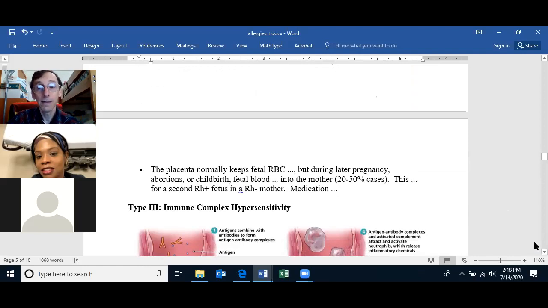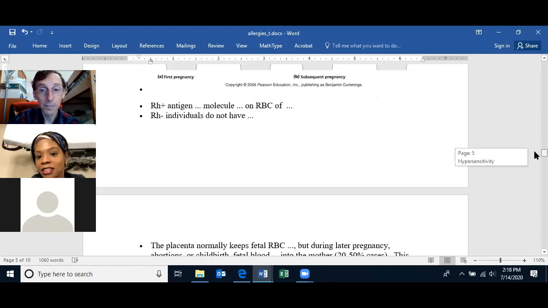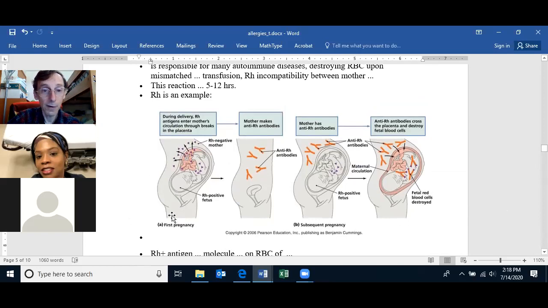Now, nowadays, it's not a problem. If the mother is Rh negative and the first fetus is Rh positive, they can give medication to prevent the mother from making anti-Rh antibodies. And so if the mother gets pregnant again and the second fetus is Rh positive, the second fetus will be fine because the mother never made the antibodies to Rh. Any question about that?